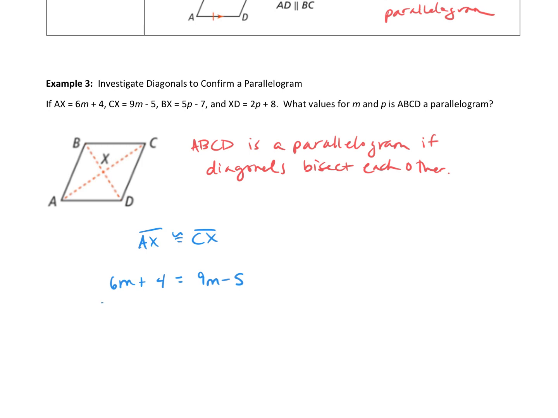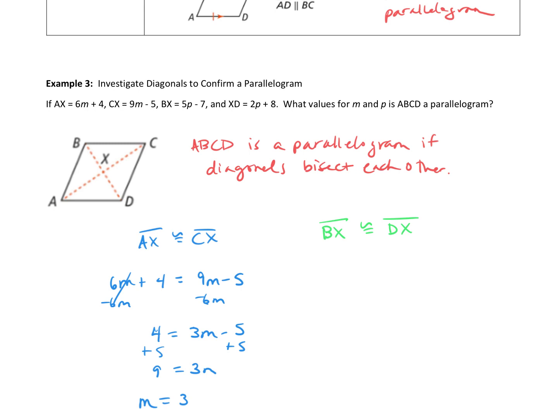Solving for M, I'm going to subtract 6M from both sides, to get the M's together first. 4 equals 3M minus 5. We can add 5 to both sides, and we have 9 equals 3M. Divide both sides by 3, and you get M equals 3. All right. If the diagonals are bisecting each other, that also means that BX would be congruent to DX. So let's figure out what value would make this true.